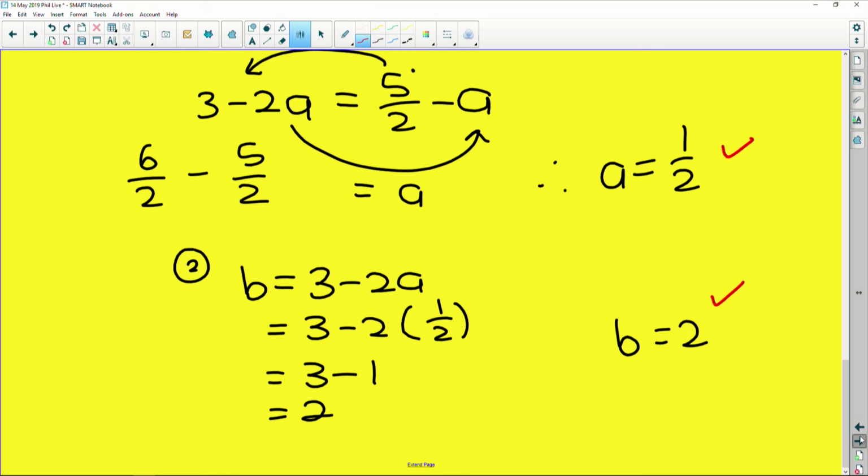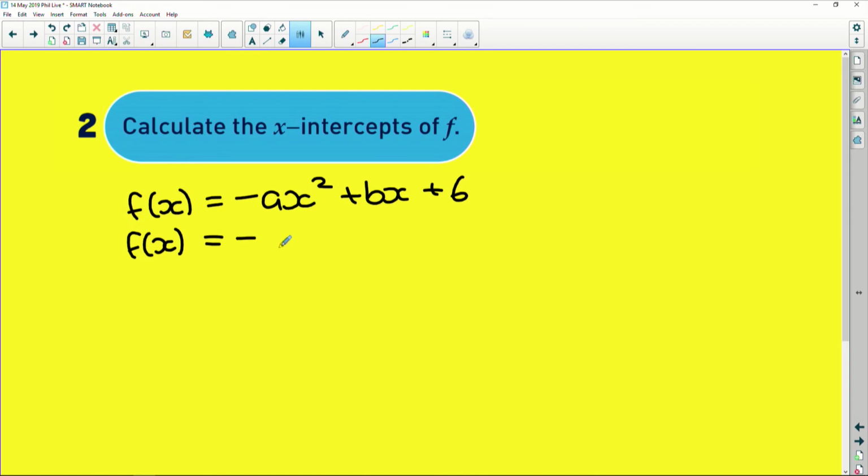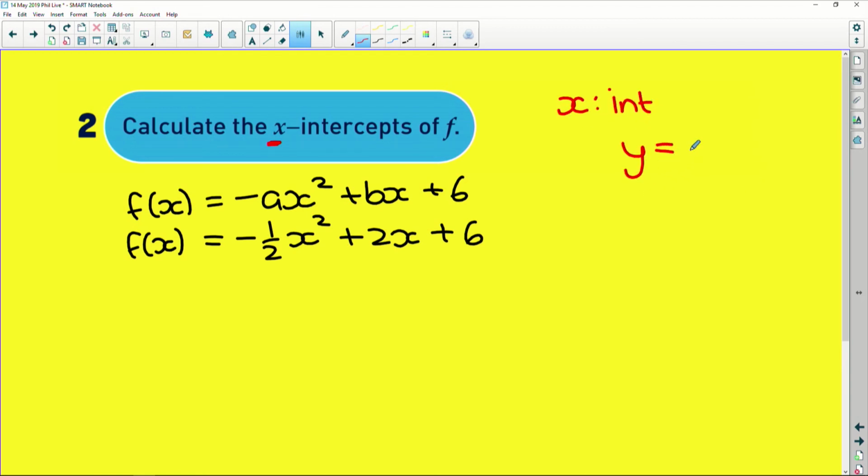Let's jump into the next part of this question. It says, calculate the x-intercepts of f. Okay, so remember, f of x was given to us as negative ax squared plus bx plus 6. We've now found a and b, so we can say it's equal to negative a half x squared plus 2x plus 6. Okay, so x-intercepts means that y is equal to 0. So we make this whole thing equal to 0 and we solve for x.